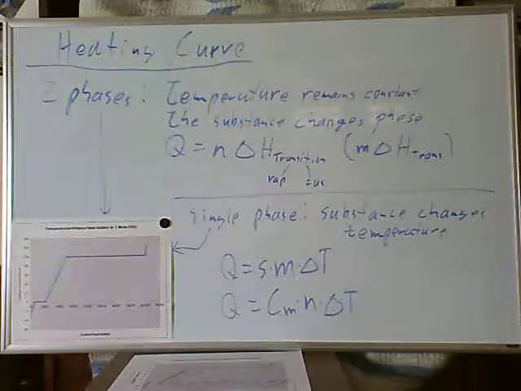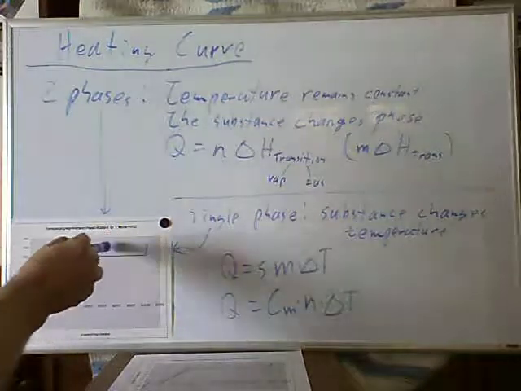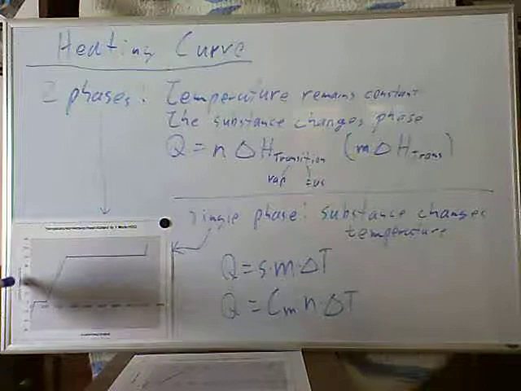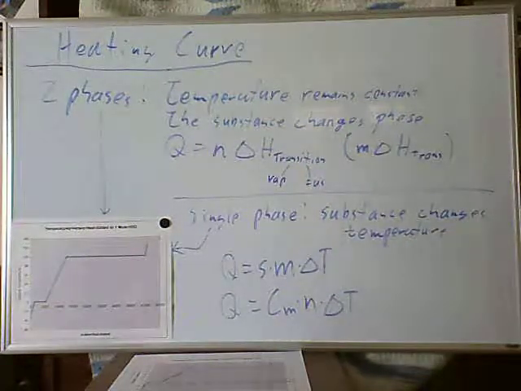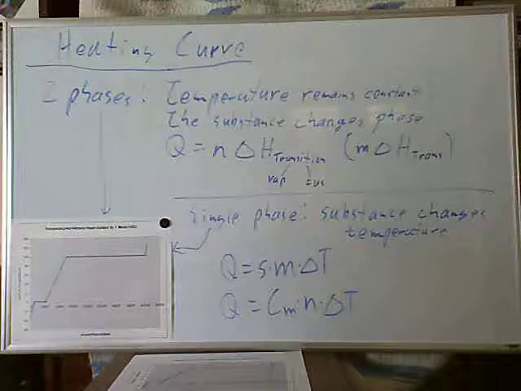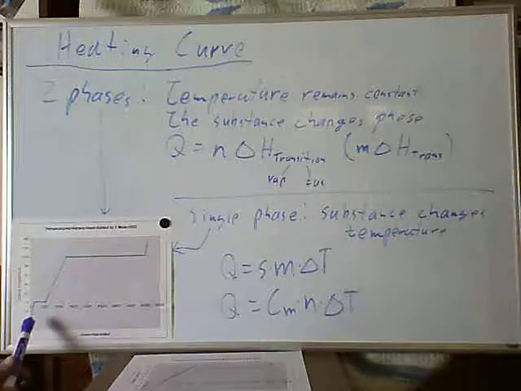Heating curves. This is a heating curve showing how temperature changes as we add heat. In this case, this is for 1 mole of water. So down here, obviously we see negative Celsius, so we're starting with ice down here.